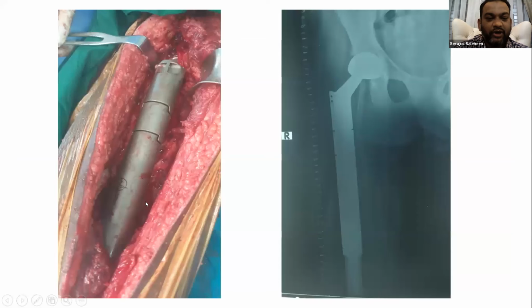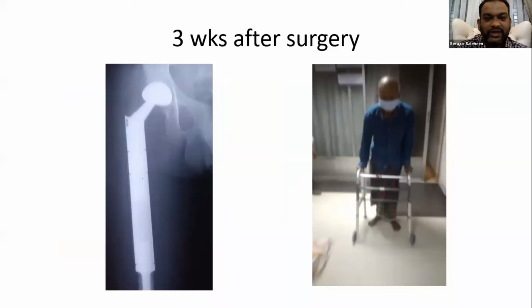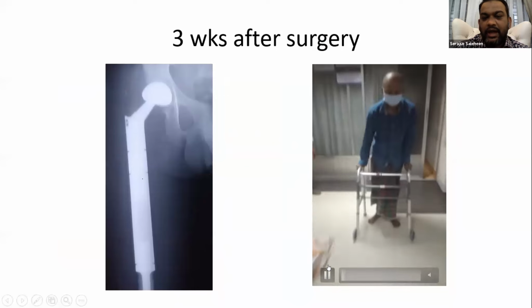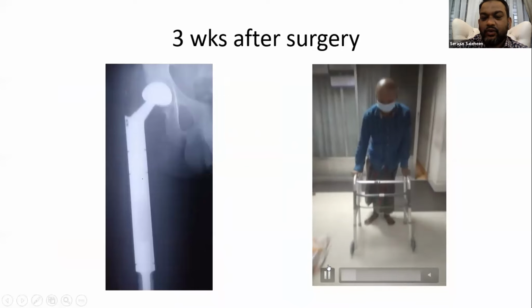and endoprosthesis replacement of the proximal femur. And this is the post-operative X-ray after the operation, and this is 3 weeks after surgery, and the patient is walking with a walker.